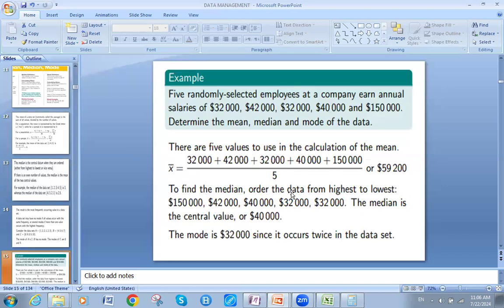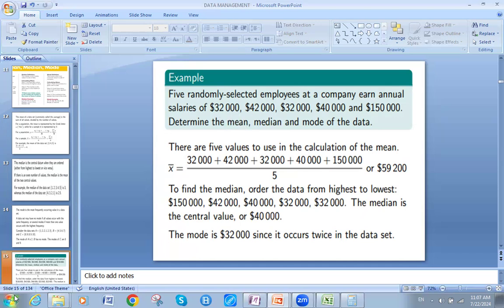So as an example, we'll go here for the average of this group of numbers. Five randomly selected employees at a company earned annual salaries of 32,000, 42,000, 32,000, 40,000, and 150,000. Determine the mean. I will not go for the median, I will go for the mean. I'm just working here on the mean.